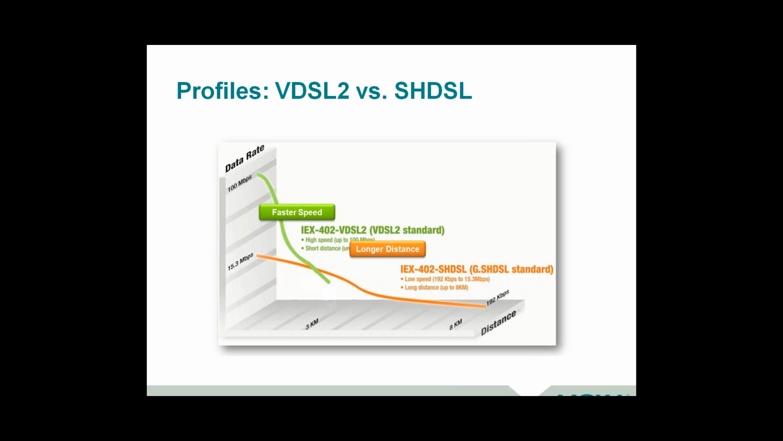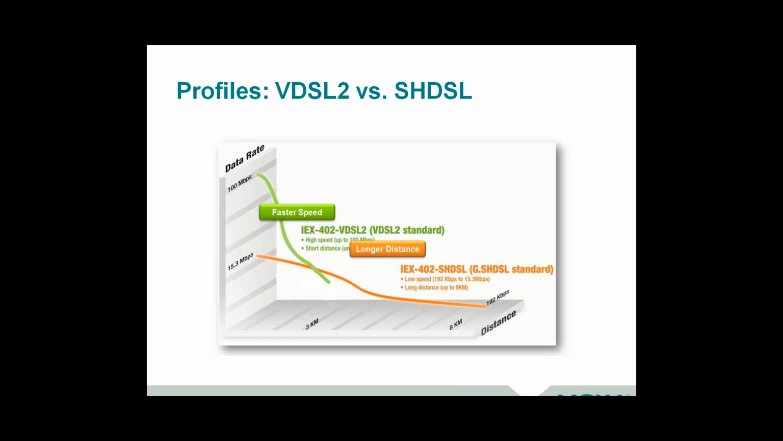And you can see that one's really good for high speed, relatively short distances. I know these are in metric on this slide, but we're looking at that faster speed for up to about 2 miles. And then we're looking at somewhat lower speeds, but getting out to close to those 5-mile distances.